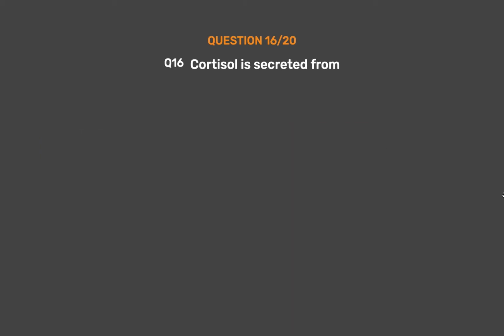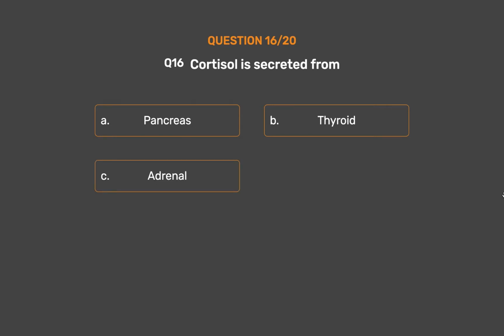Question number 16. Cortisol is secreted from option A, pancreas. Option B, thyroid. Option C, adrenal. Option D, thymus.